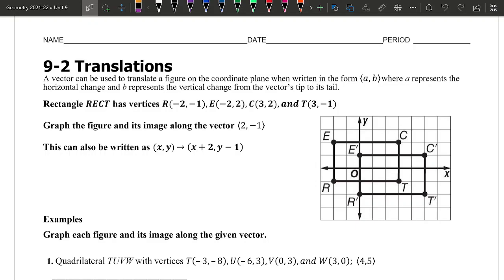This is translations. Yesterday I went over reflections. A reflection is a flip across a line. A translation is a slide. It's when you slide an object.